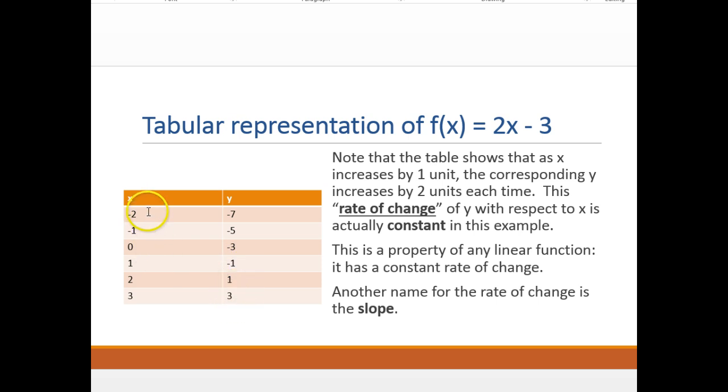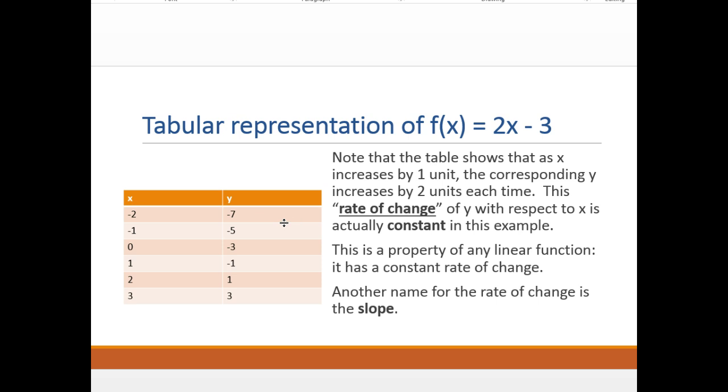Please note that as x increases by 1 over here, from negative 2 to negative 1 is 1, from negative 1 to 0 is 1. Please note also that your y values increase by 2 each time. This is what's known as the rate of change of y with respect to x. So as y increases as x increases, please notice that in this case this is a constant rate of change.